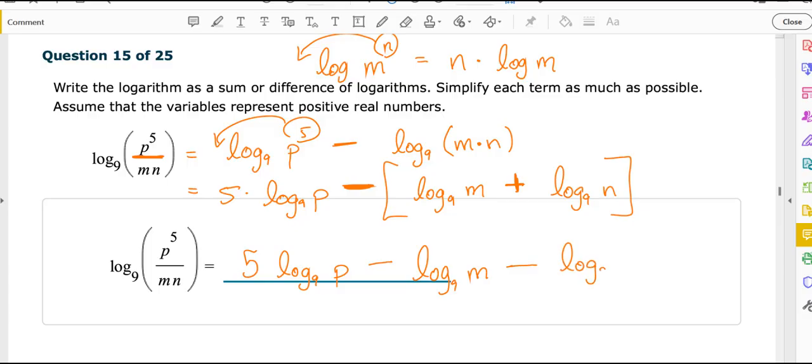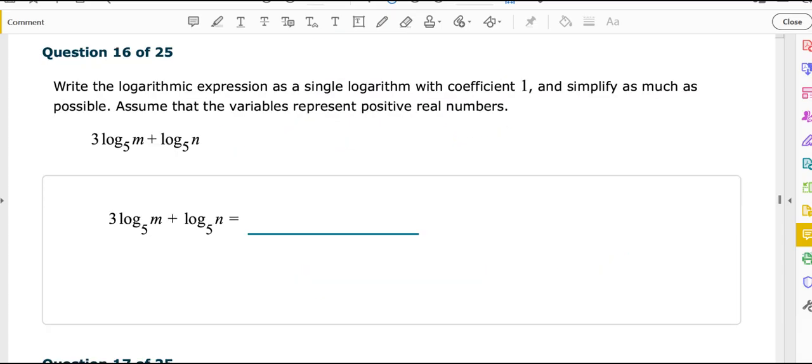Question 16. Write the logarithmic expression as a single logarithm with a coefficient of 1. In other words, it wants you to go backwards and write this whole thing here as one logarithm. The first thing, I'm going to put that 3 back up as an exponent on that m. So I have log base 5 of m to the 3rd plus log base 5 of n.